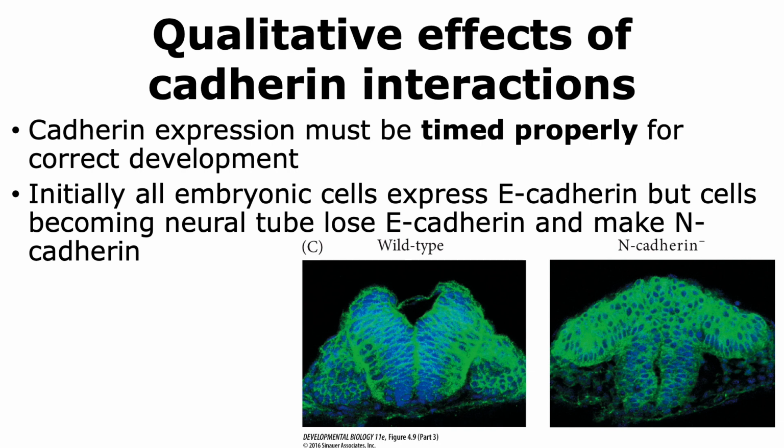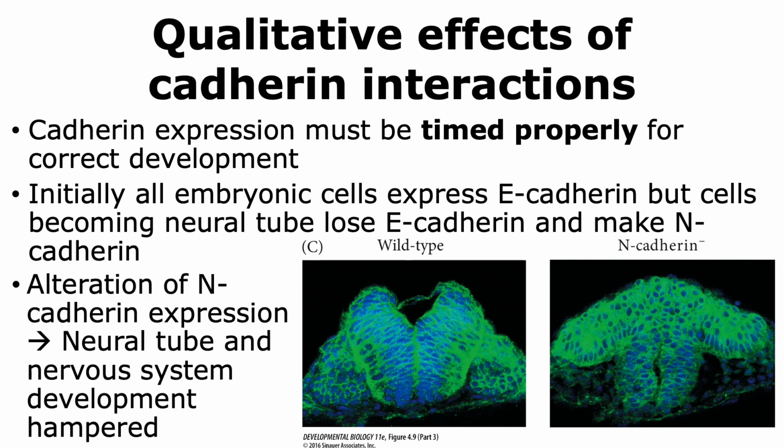When we look at the initial stages of embryonic cells, initially all the embryonic cells express E cadherin, but the cells that have to become the neural tube will lose E cadherin and gain another type of cadherin, or start expressing the cadherin called N cadherin. If the expression of N cadherin is altered, the neural tube development and nervous system development is hampered due to a lack of proper cell migration.